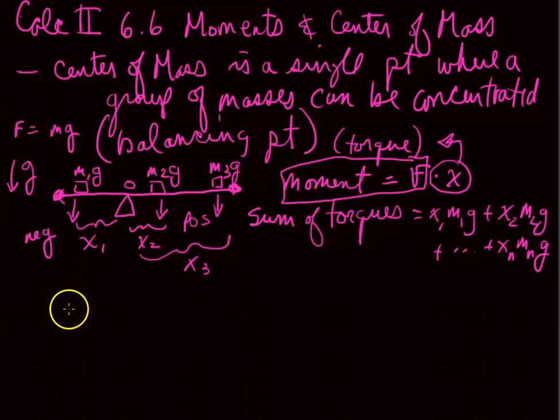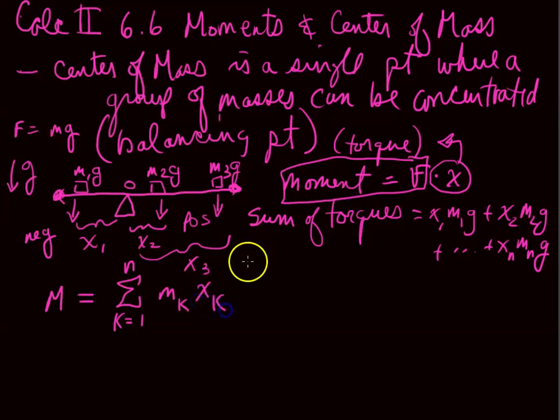So these moments are a sum of all these. We'll use k, I guess. K going from 1 to n of the m sub k times x sub k. I think I just messed that up. So let me go back. I'm sorry.